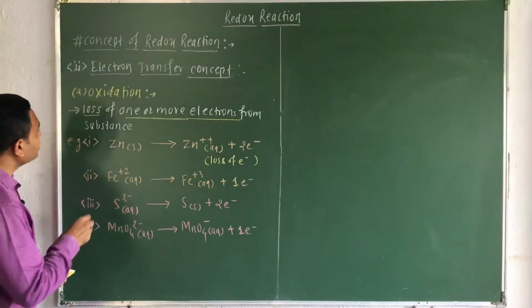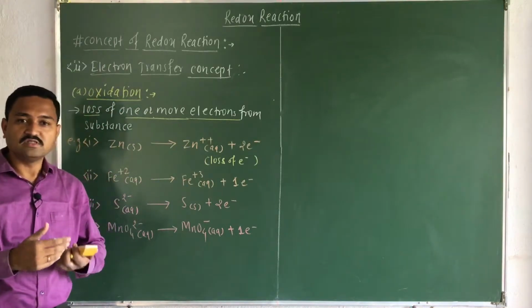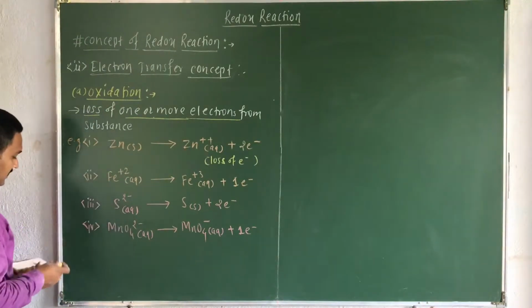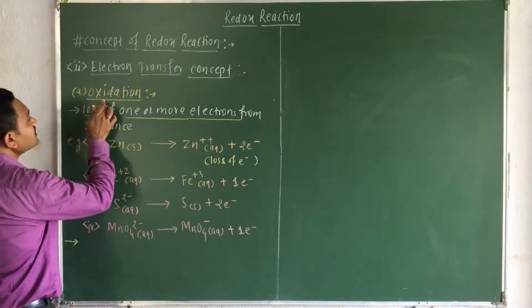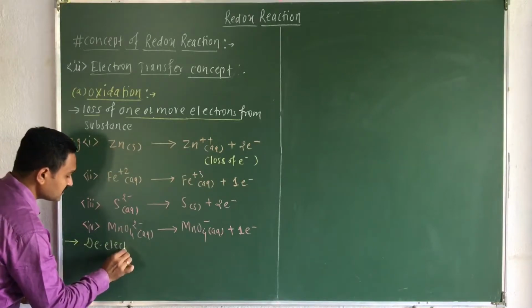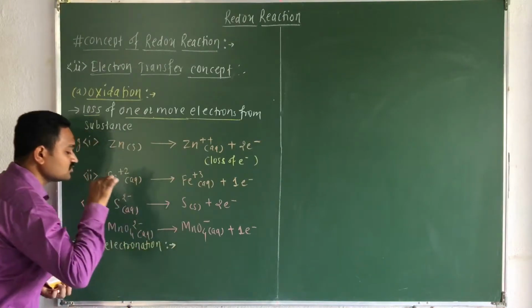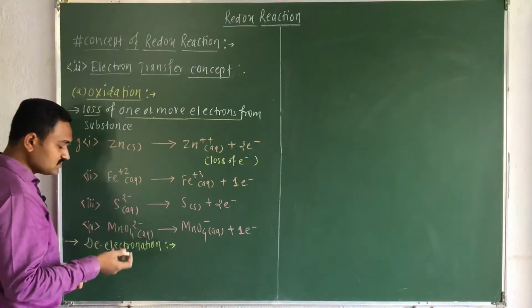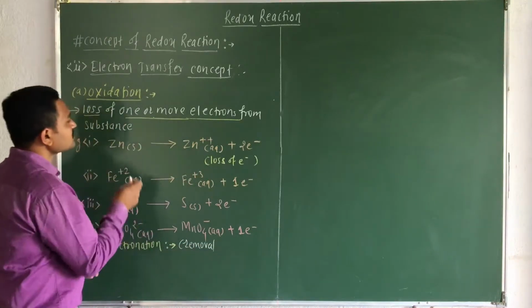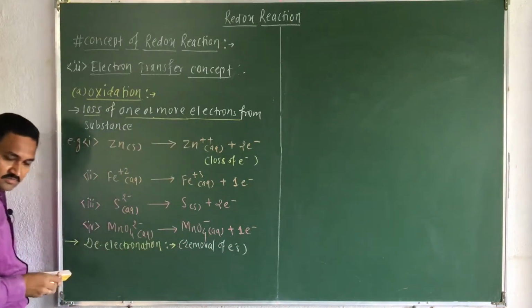There are a few important points by which we can easily identify the oxidation process in reactions. Remember, generally the oxidation reaction is also known as a de-electronation process or de-electronation reaction. What is de-electronation? That is nothing but the removal of electrons, and in the definition we just use the words loss of electron. So removal of electrons is nothing but the de-electronation process.